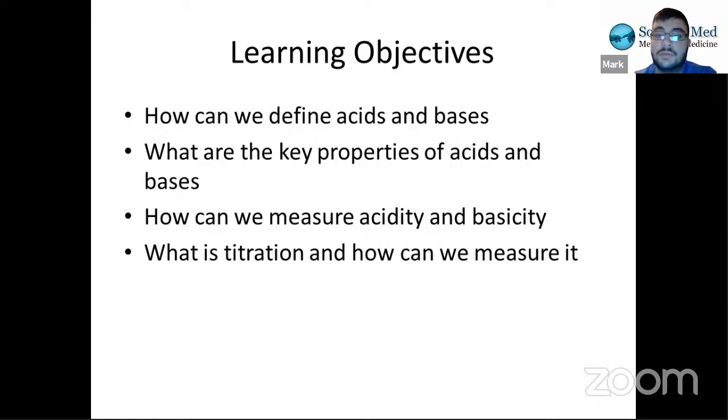We're also going to talk about what the key properties of acids and bases are, mainly pH, pKa, things like that. We're also going to be talking about how we can measure acidity and basicity. Again, that goes along with pH, pKa, and all of that. Lastly, we're going to be talking about titration and how we can measure changes using titration.